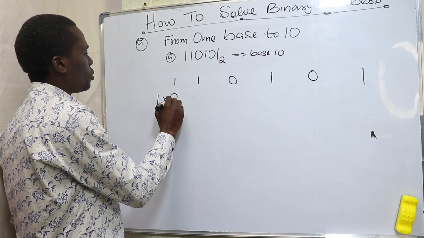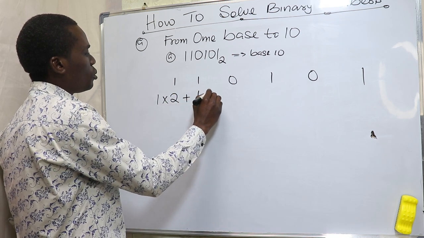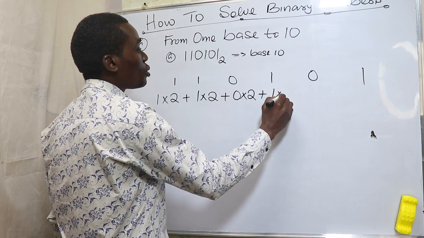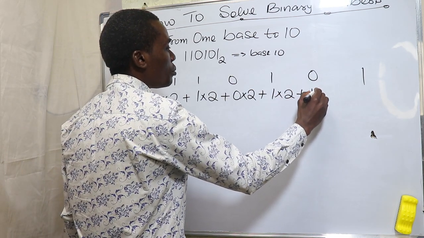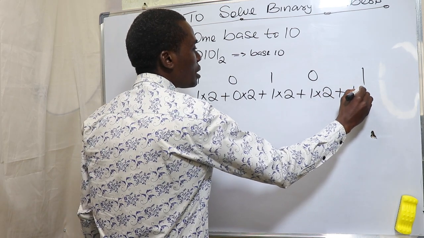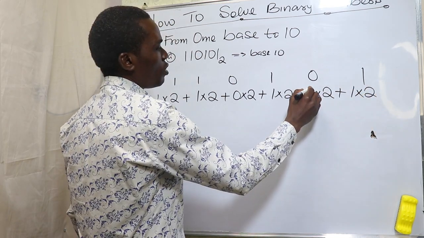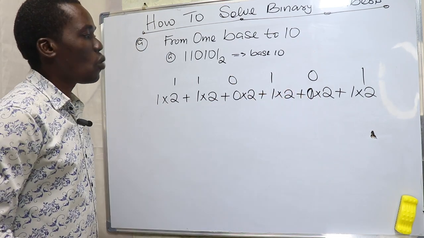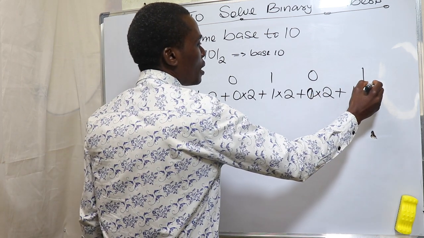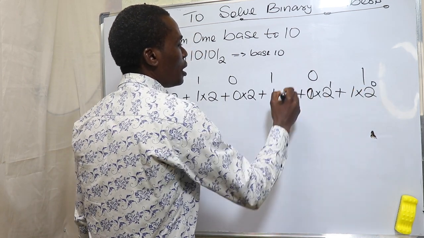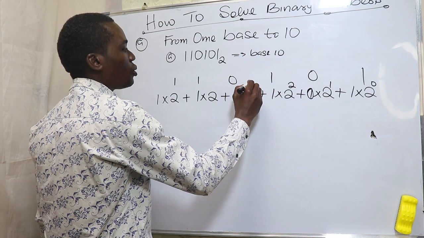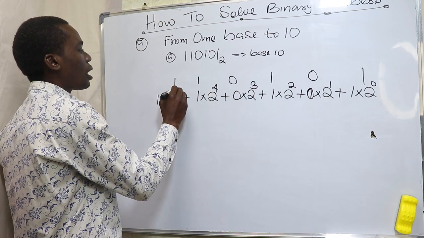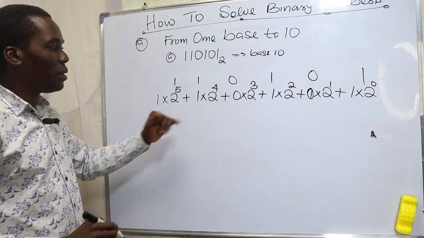1 times 2 plus 1 times 2 plus 0 times 2 plus 1 times 2 plus 1 times 2 plus 1 times 2. No, this one will give me 0. Right? So we get 2 0 and we get 2 1. And you will put all of them for their place value. This one are units, this one are 10, this one are 100, this one are 1000, this one are tens of thousand, this one are hundreds of thousand. All of them within their place value.